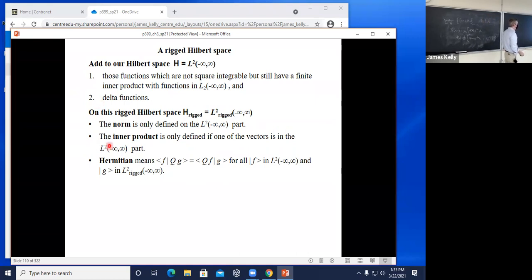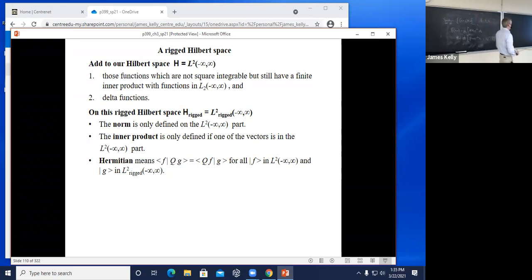And there's a more general definition of what Hermitian means. Again, you won't see the importance of this here, but when you do, in the definition of Hermitian, one of these functions has to be in the L2 part, and one function can be in the extended part of the rigged Hilbert space. And so that's extending the definition of Hermitian.